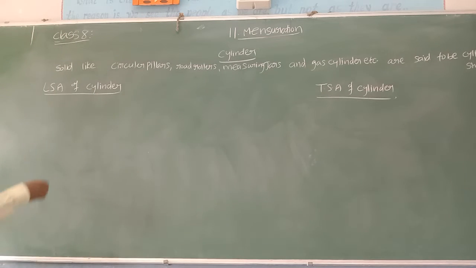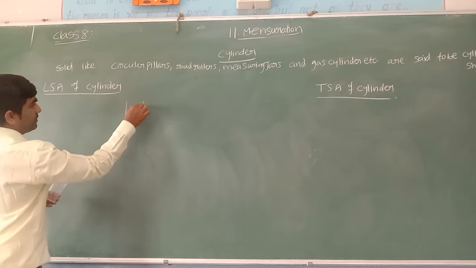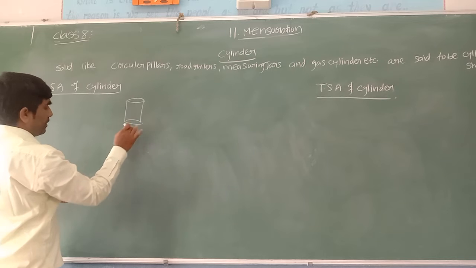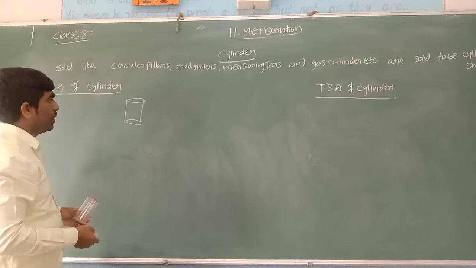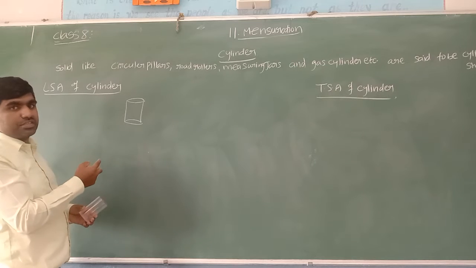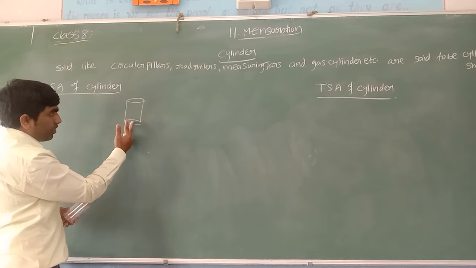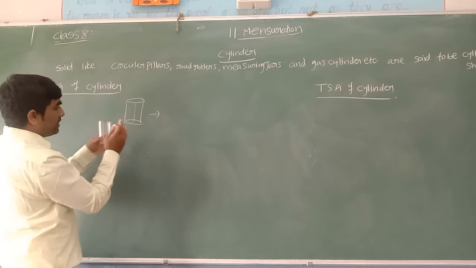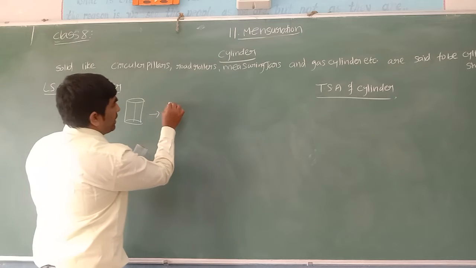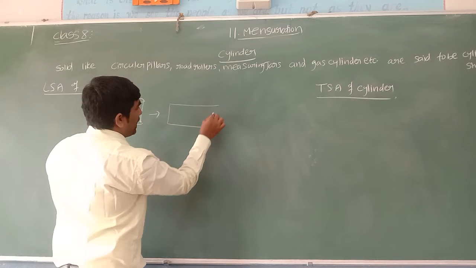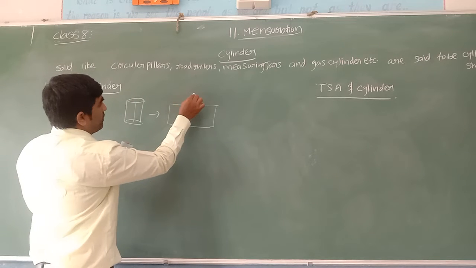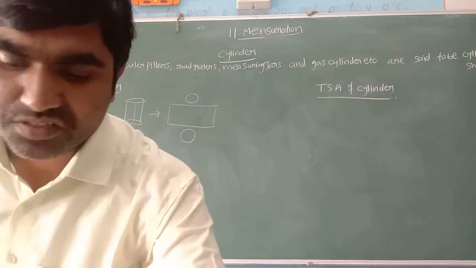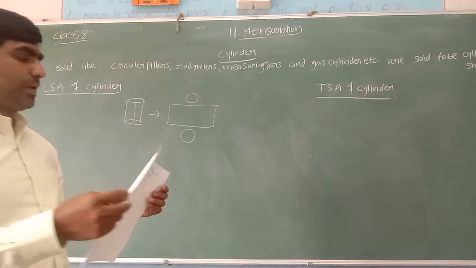Now let us find the LSA of a cylinder. Let me take a cylinder here, with a top circle and a bottom circle, both closed. To find the lateral surface area of this cylinder, you can take a scissor and cut along this edge and open it. The lateral surface will be a rectangle shape, and the top circle and bottom circle will be as they are. Let us see the same by doing a small paper activity.